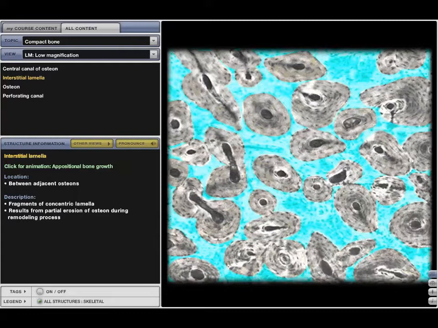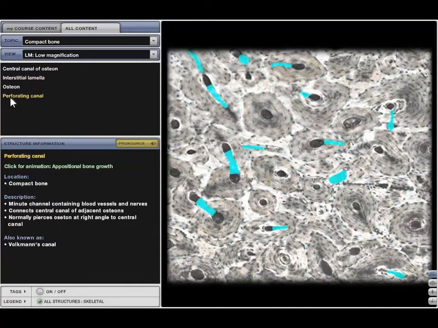Another notable feature we can see here are these perforating canals, which I've highlighted. The perforating canals are also called Volkmann's canals, or Volkmann canals. And these canals run perpendicular to the central canals, and they connect multiple central canals. You can see that sort of right here, that these two central canals are connected by a perforating canal. The perforating canals also house blood vessels and nerves, and they form a vascular and nervous network between the osteons.